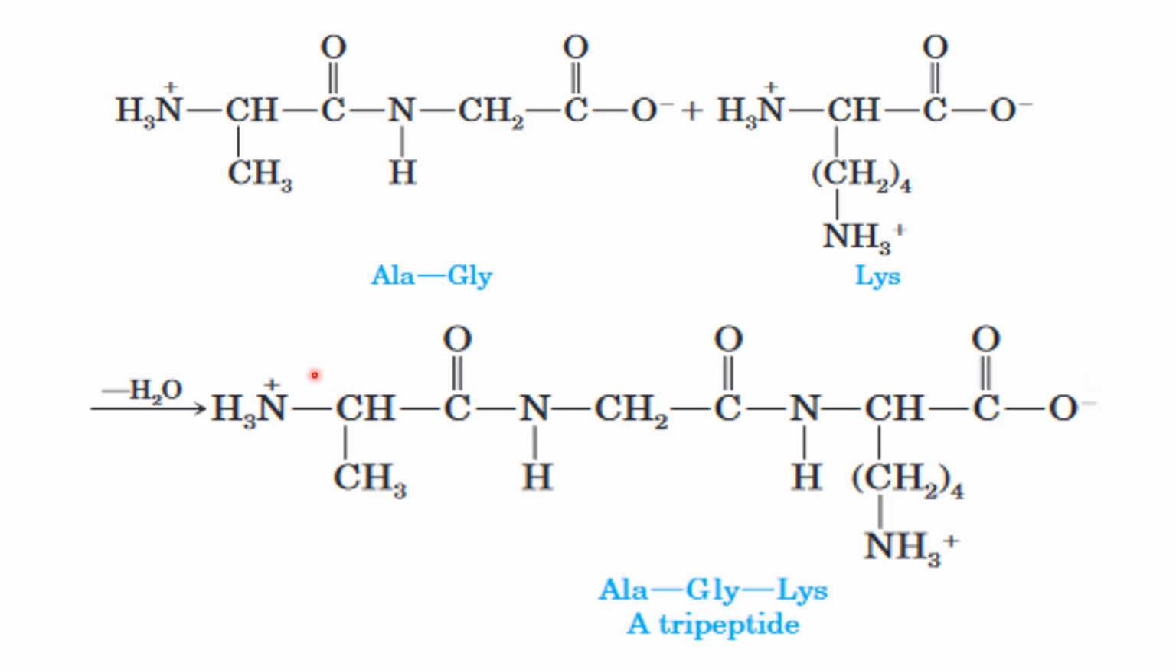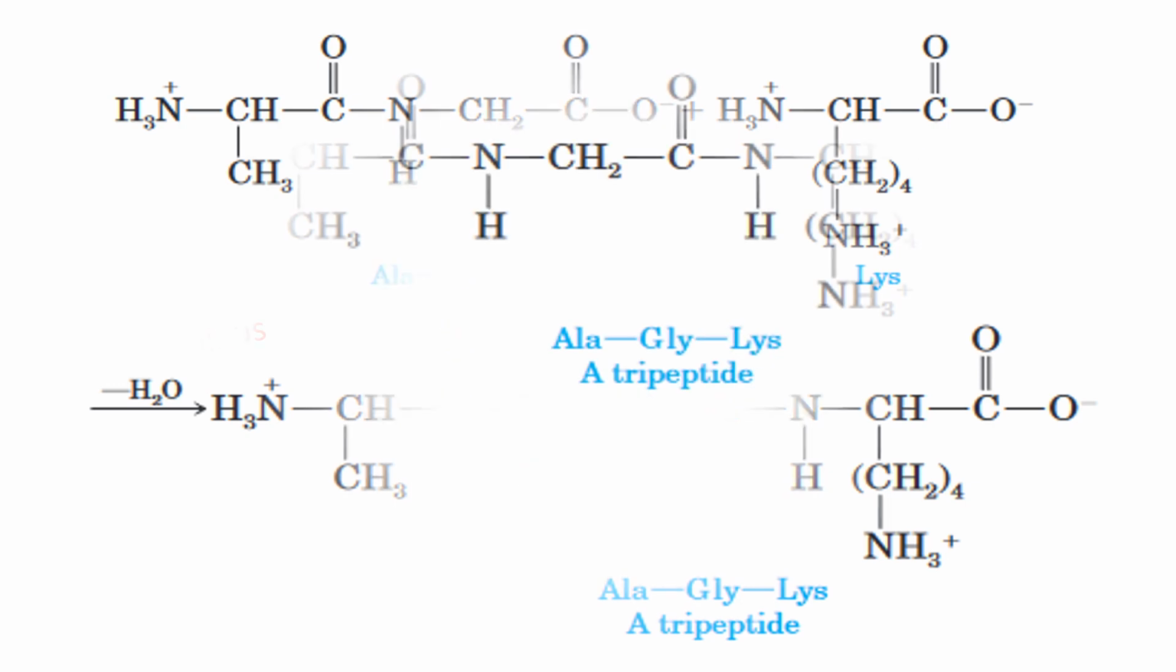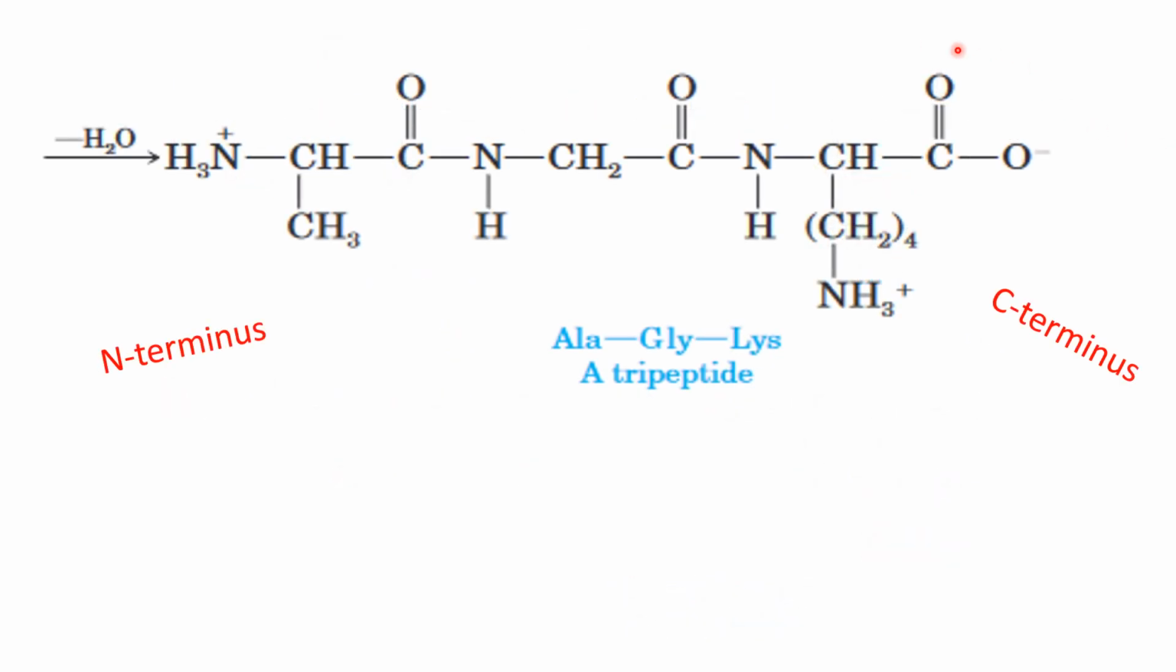Okay, again, we identify in this tripeptide the amino terminus and the carboxyl terminus. So the C terminus or carboxy terminus contains the free carboxyl group, and the N terminus contains the free amino group.